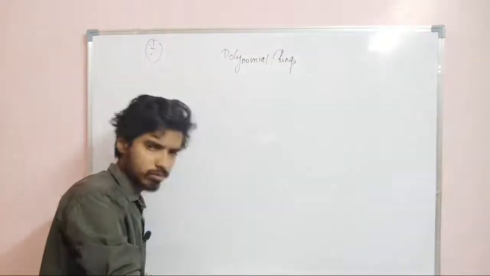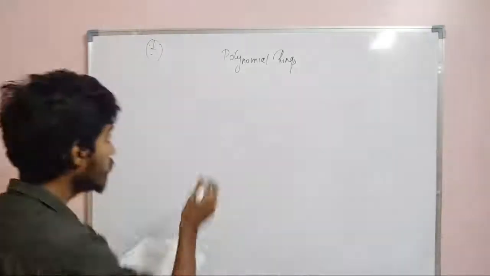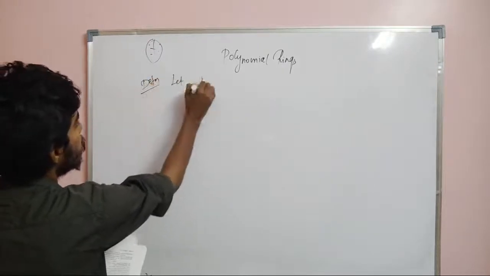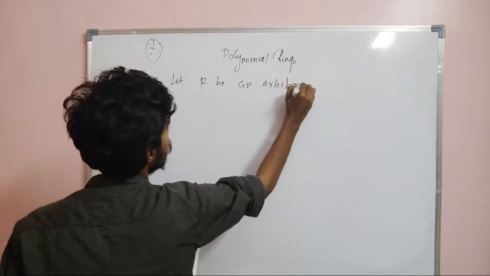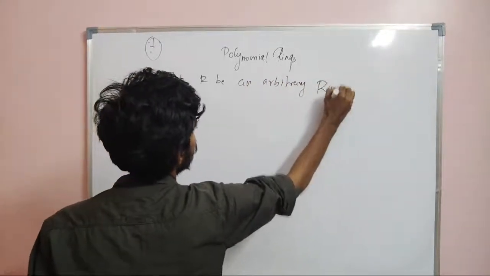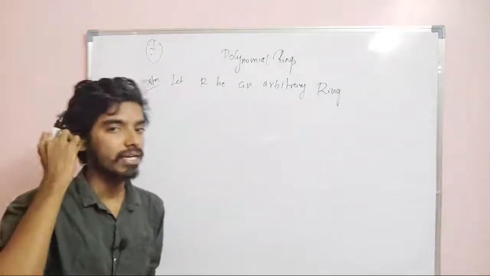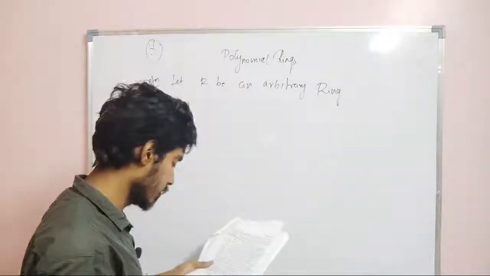So actually, you know what a polynomial is. First we will define a polynomial ring. Definition: let R be an arbitrary ring. This R can be any ring. It can be integers, it can be real numbers, it can be any ring, whatever you can take.